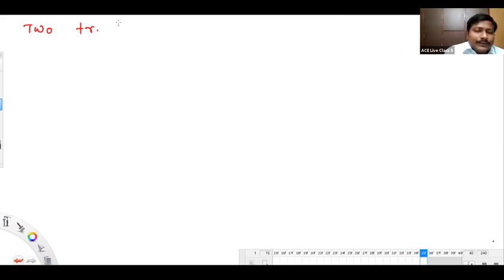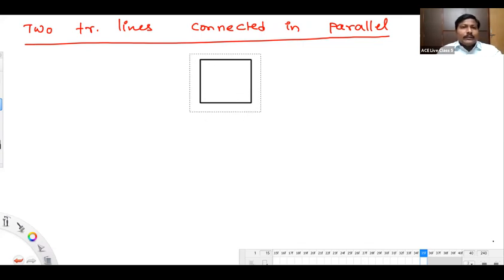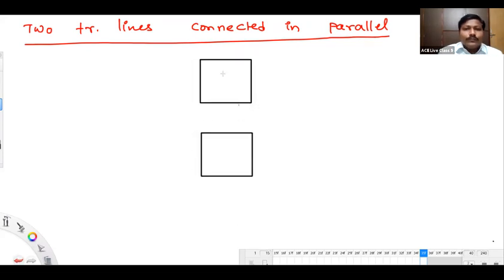Two transmission lines connected in parallel. Let me show first ABCD network A1, B1, C1, D1, and then the second ABCD network, something like this, A2, B2, C2, D2. Calling like this, A1, B1, C1, D1 first network. Second network is A2, B2, C2, D2.